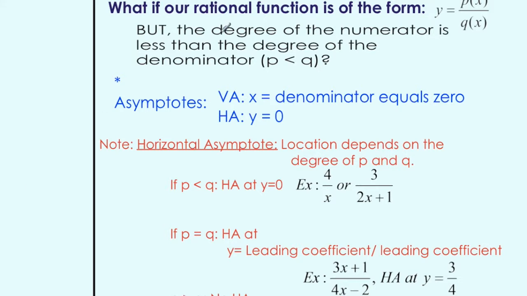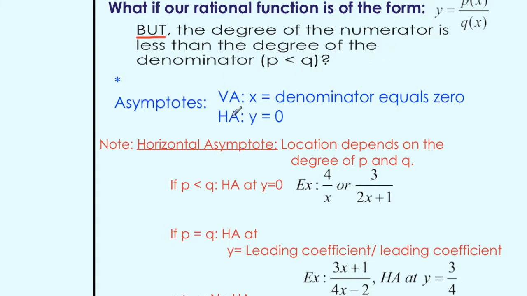Now, I said, what if our rational function is in this form? That's what we were just talking about, the p of x, which is some function, and q of x, some other function. But, and here's the important thing, the degree of the numerator is less than the degree of the denominator. So far, we've only dealt where the degrees are the same. But what happens when the degree of the numerator is less than the degree of the denominator?